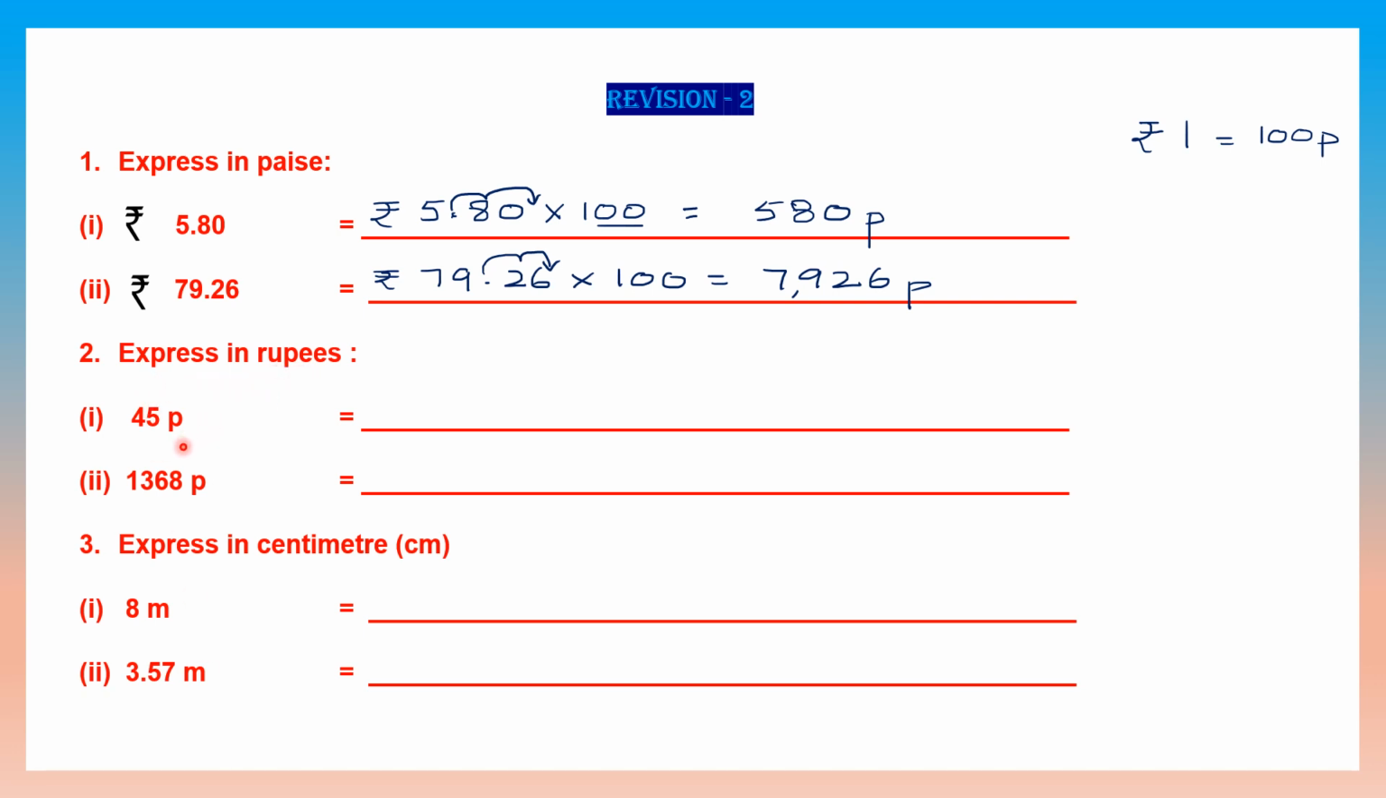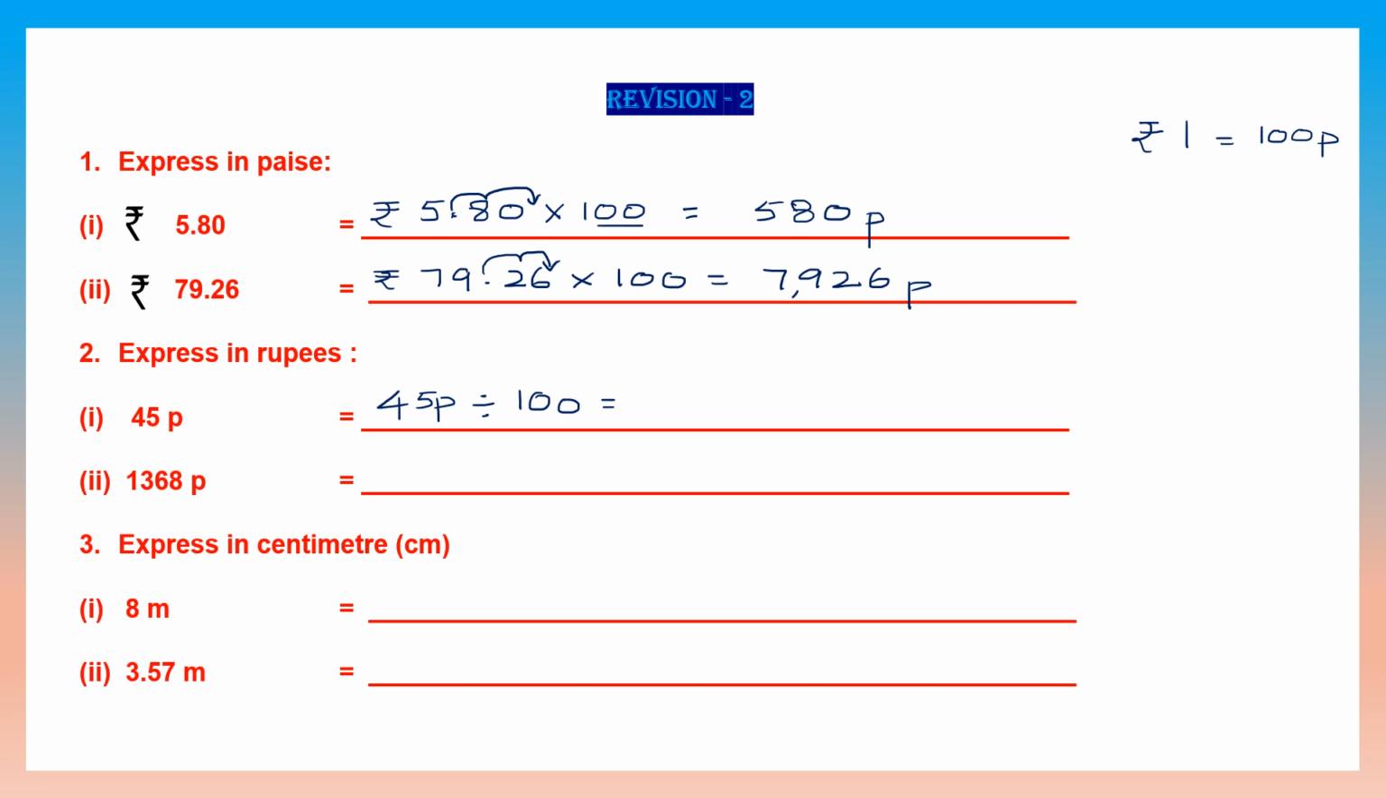Question 2, express in rupees. This time paise is given and we convert to rupees. So here we multiplied by 100, here we divide by 100. When you move from the smaller unit, that is paise, to the higher unit, rupees, you divide by 100. So let's do that. 45 paise is given to us and we have to divide this by 100.